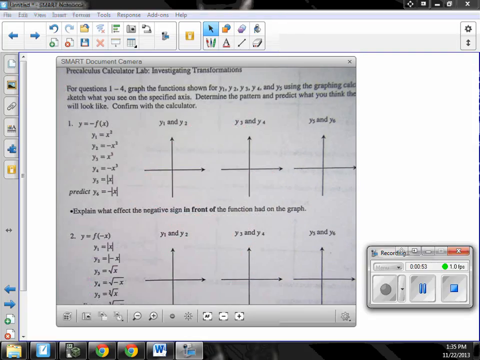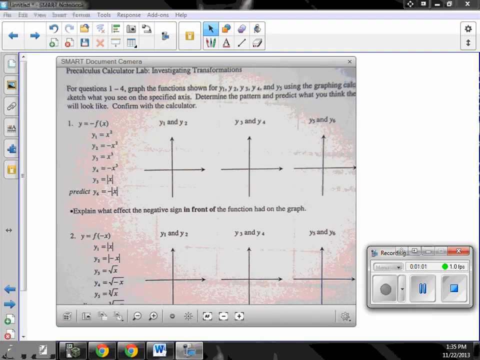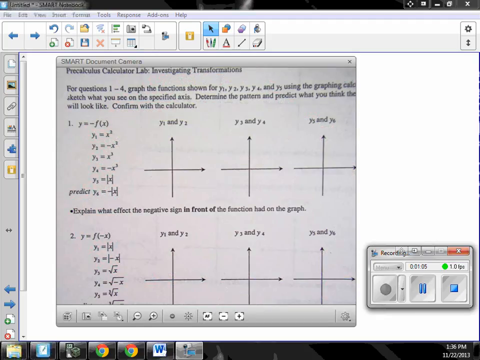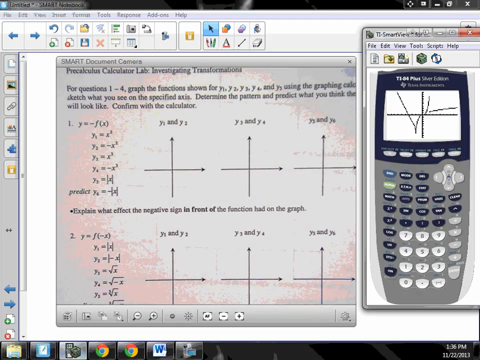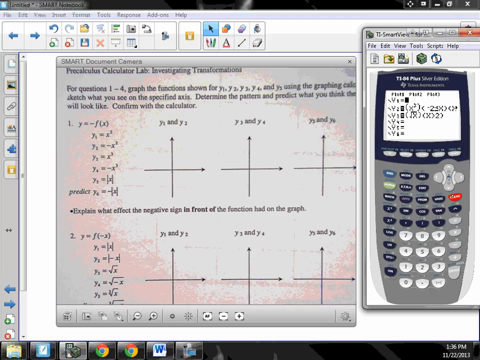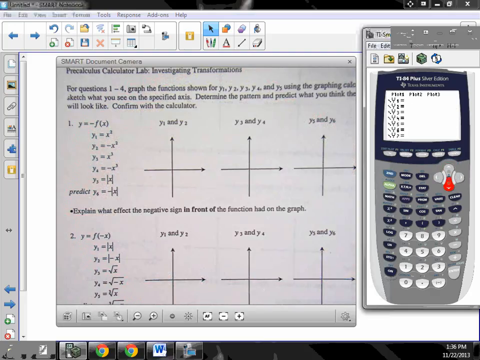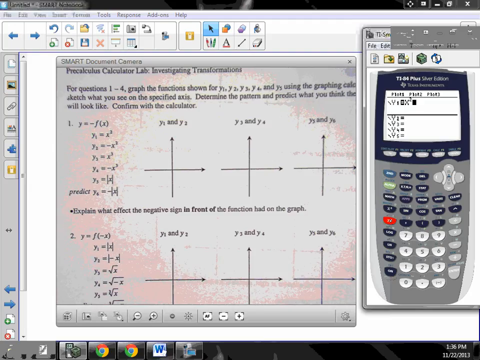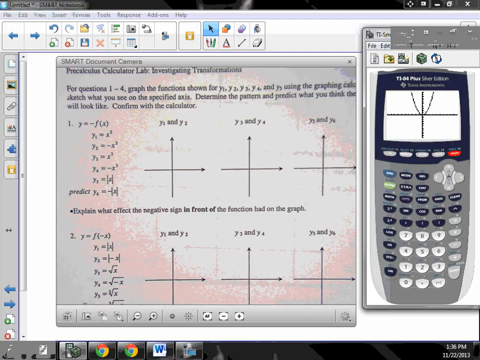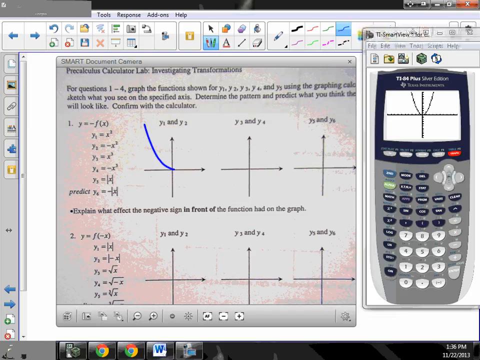So this says for questions 1 through 4, graph the functions y1 through y5 using the graphing calculator. Sketch what you see on the specified axis and describe the pattern. So, take up my trusty calculator. And you don't actually have to put them in y1 through y5. The first one is x squared. So I just graph x squared, and I already know what this looks like. So I draw the graph, and I label this as y1.